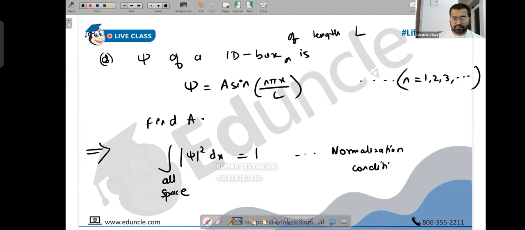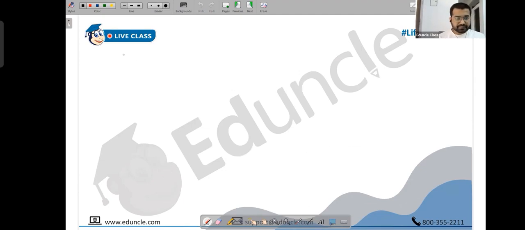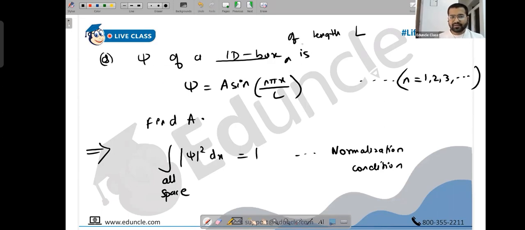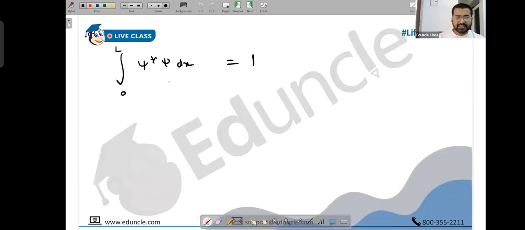Okay, so let's try to solve this. Integration of mod psi square means psi star psi dx over all space, which is 0 to L, is equal to 1. In all space, they have also given the confinement: the box is of length L, so the particle cannot go beyond the box. So the limits are 0 to L.